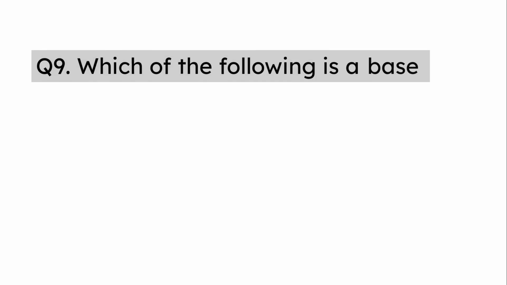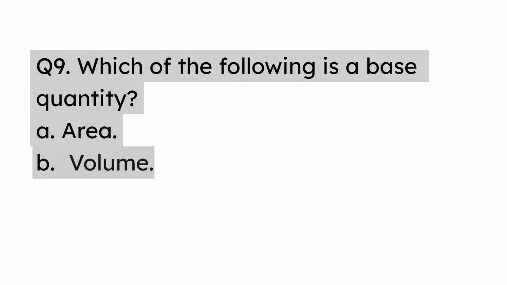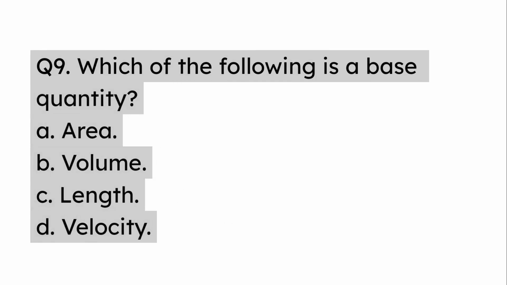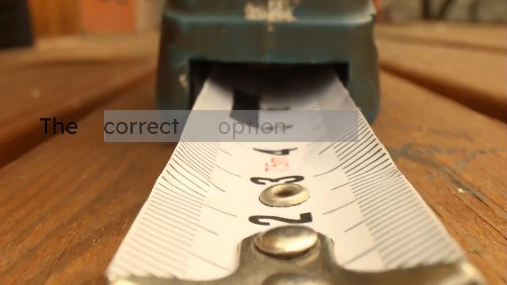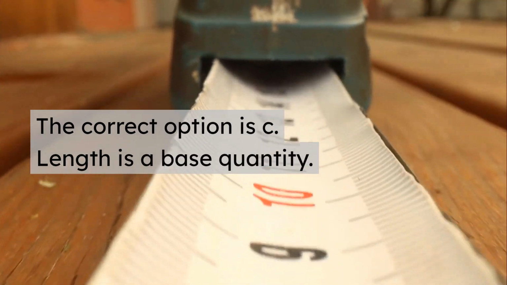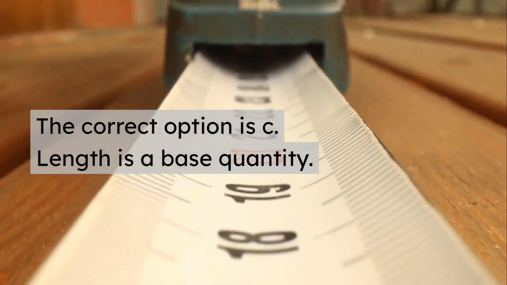Q9. Which of the following is a base quantity? A. Area. B. Volume. C. Length. D. Velocity. The correct option is C. Length is a base quantity.